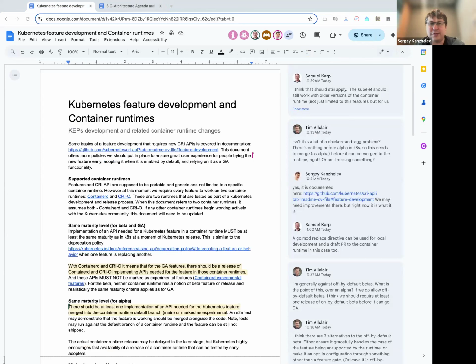This document is about feature development and how it relates to changes in container runtime required to enable those features. The document was originally a little bit more generic. Now it's very specific since we only actively engage with containerd and CRI-O, so we made it very explicit for containerd and CRI-O. Before I go into specific policies, are there any questions on what it is about?